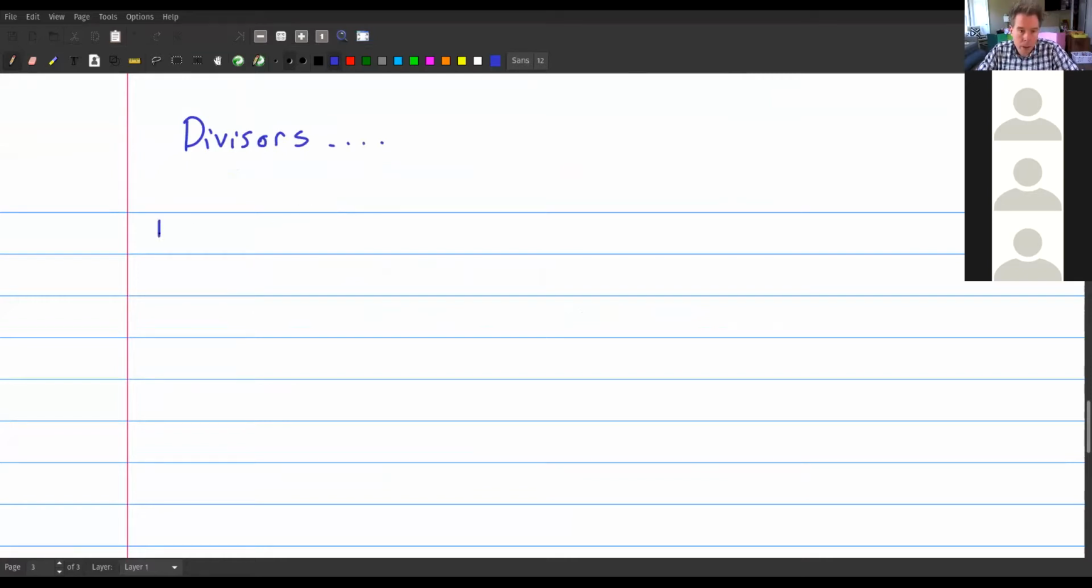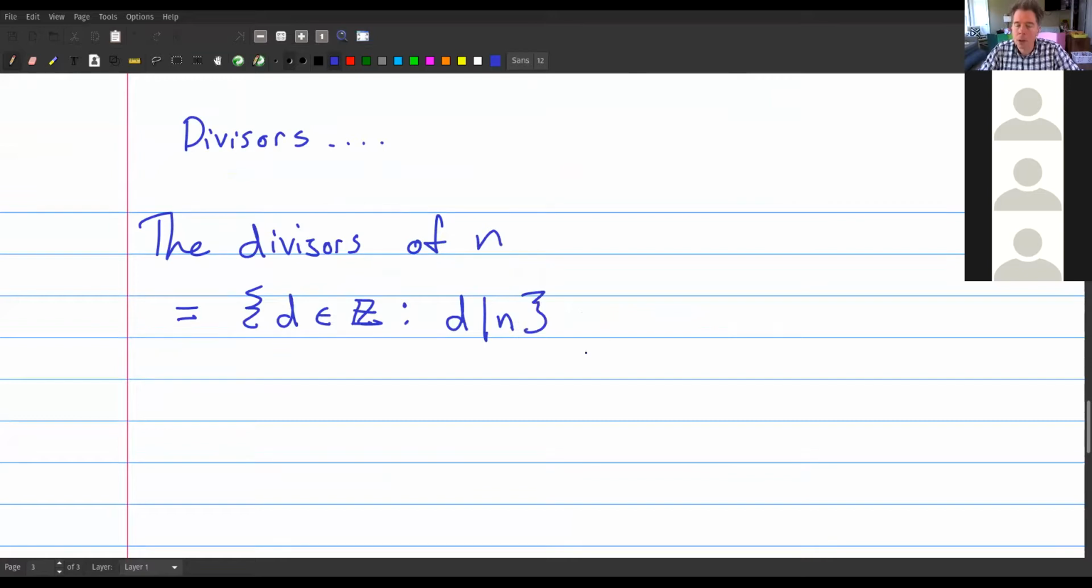So the divisors of n is the set which is all integers d, such that d divides n. And usually we only consider the positive ones, so you might want to do a plus here.